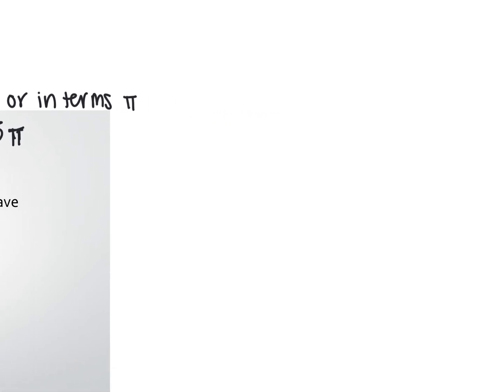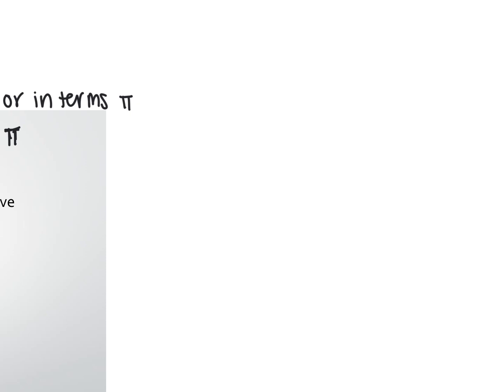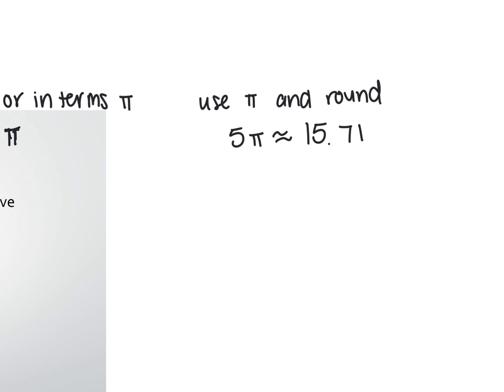Now, you may see them say, okay, use pi and round. I'm now going to actually use the pi button on my calculator. So then I'm going to plug in 5 times pi on my calculator, which is about, we'll just say 15.71. Okay, I'm rounding to the nearest hundredth. Okay, that's another way they can ask you for your answer.